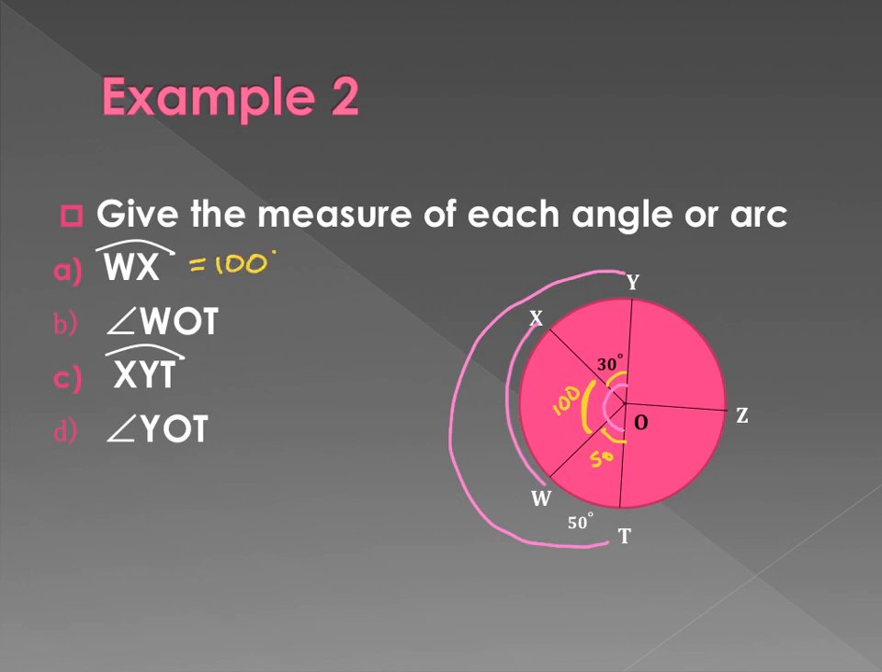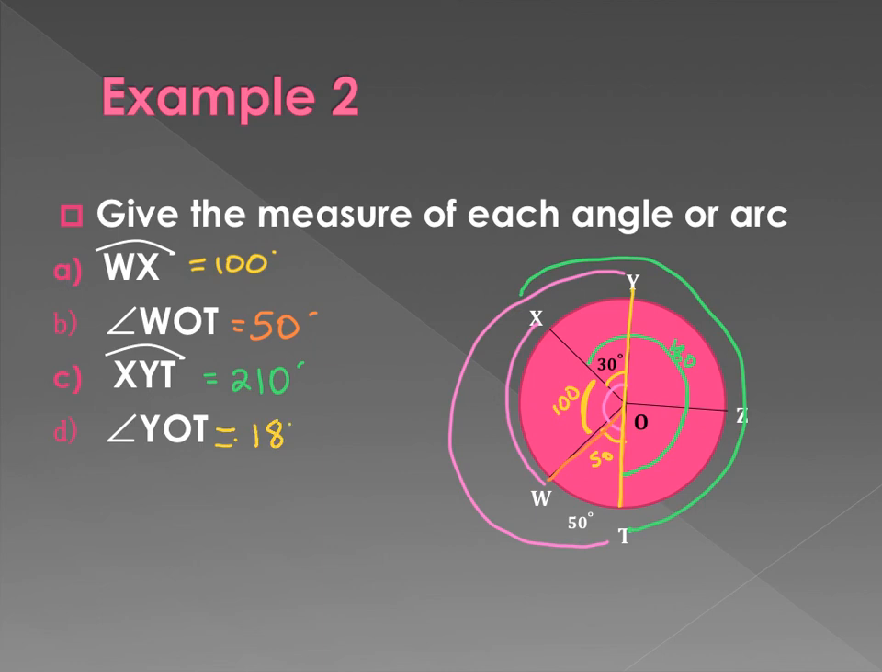How about angle WOT? 50. Good, we just found it, right? 50 degrees. XYT goes X, then Y, then T. How do I find it? What's true about all 3 of those? That's 180, so I have to add 30. 180 plus 30 is 210. And YOT? Good. It's a straight angle, 180 degrees. And WOT is 50 because this was 50 degrees.